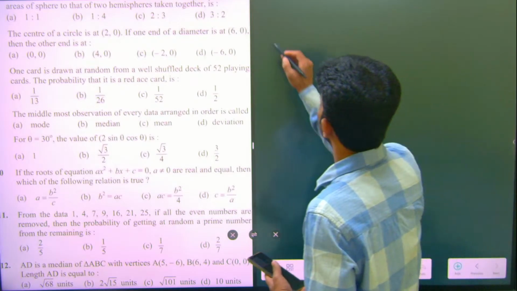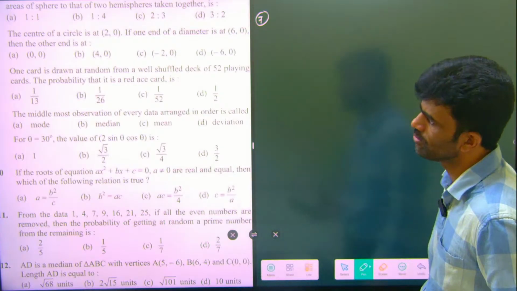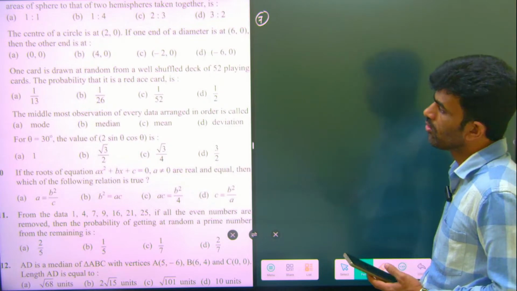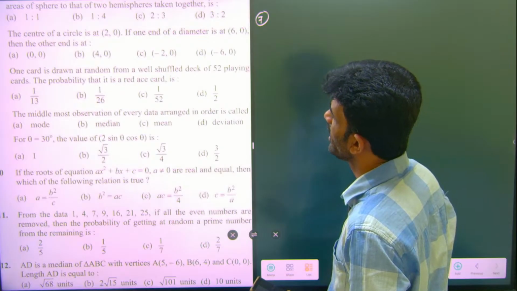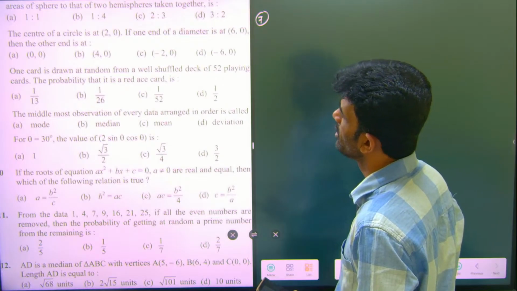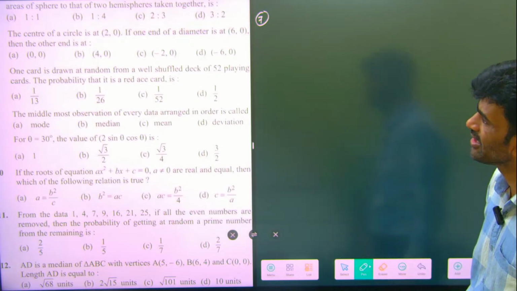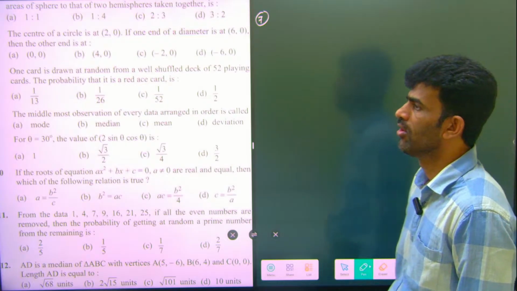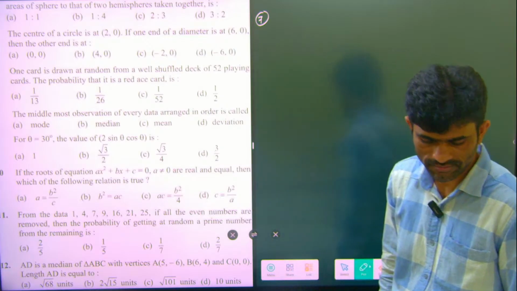Now question number 7. Did you try anyone? Question number 7, it is probability. You can type the question number and answer. One card is drawn at random from a well shuffled deck of 52 cards. The probability that it is a red ace card. How many ace cards are there, and how many of them are red in color?